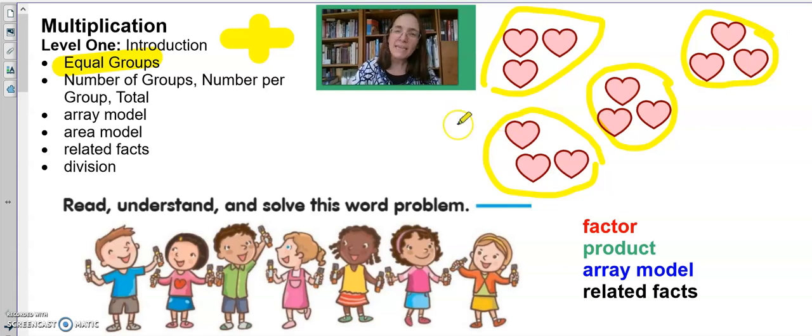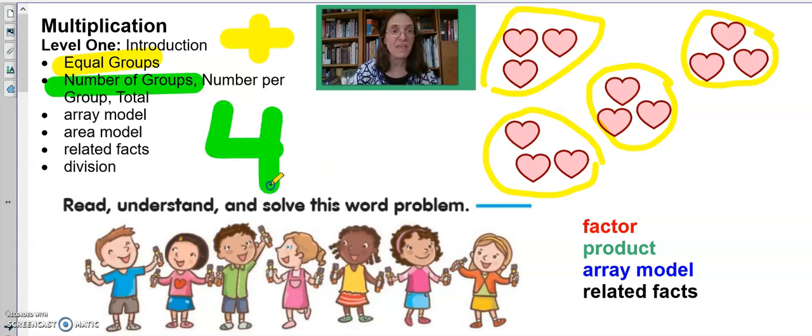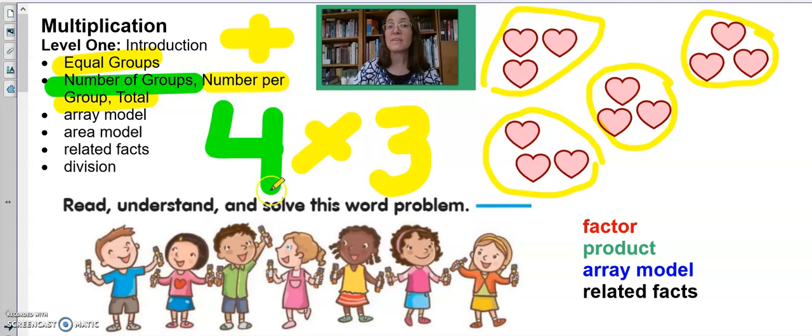But in multiplication, we do it a little bit differently. We first of all think about the number of groups we have. So currently I have 4 groups. Then we think of the number per group. And in this case, I have 3. So it's like I'm getting to have 3 hearts 4 times. And that's why we use the word times with multiplication.